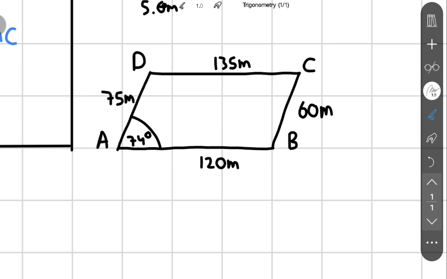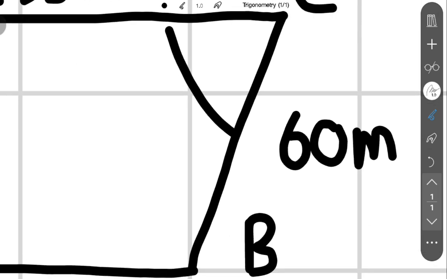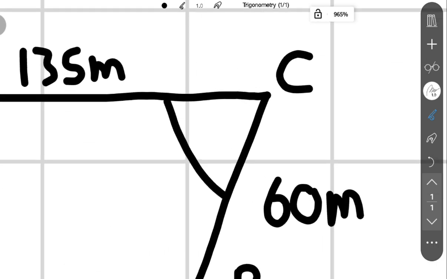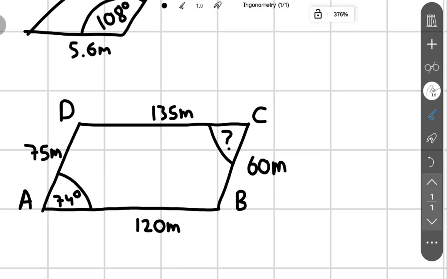Okay, in this question, it's actually a word problem, but I just put down everything that we need to know. So we have sides AD of 75, DC 135, CB 60, and BA or AB 120. And we're asked to find the angle between BC and CD, which is basically this. As I said, we're asked to find this angle. How can we do so?